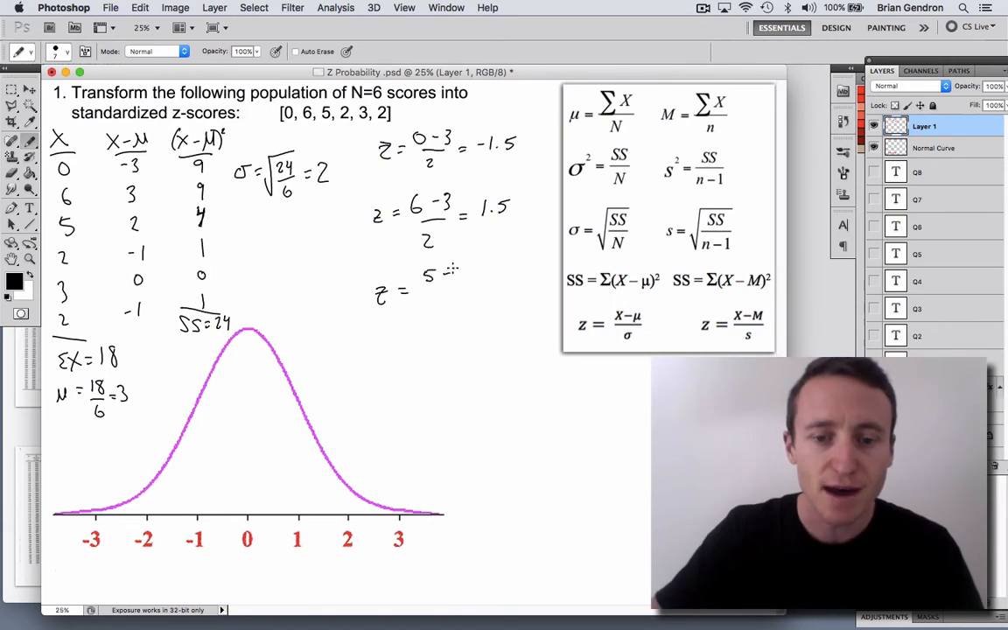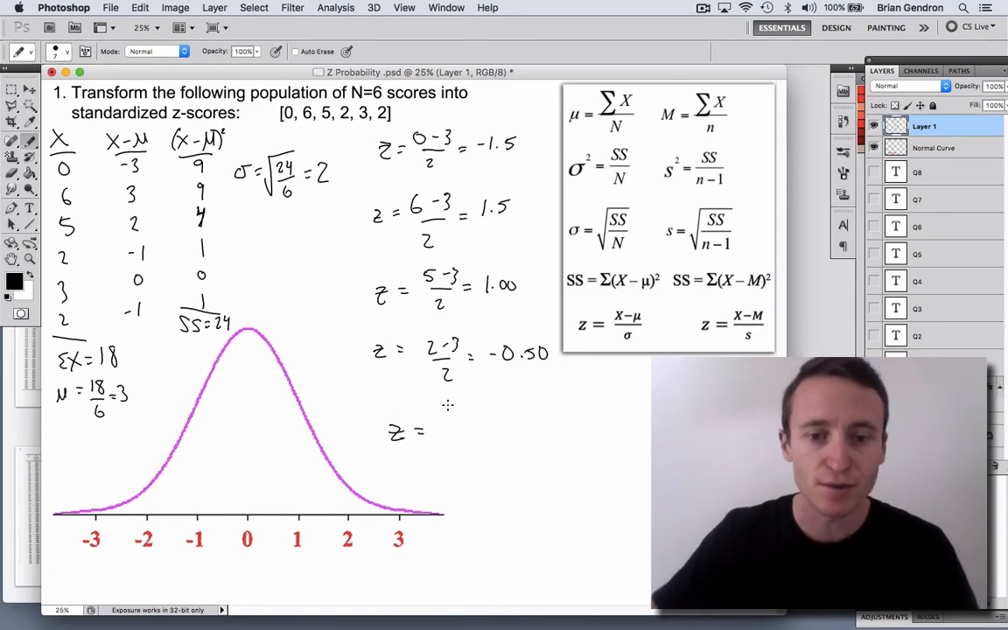So 5 minus the mean of 3 divided by the standard deviation gives me 2 over 2, which is 1. The fourth value is a 2. 2 minus 3 over 2 gives me negative 0.5. The fifth value is a 3. 3 minus 3 divided by 2 is 0.